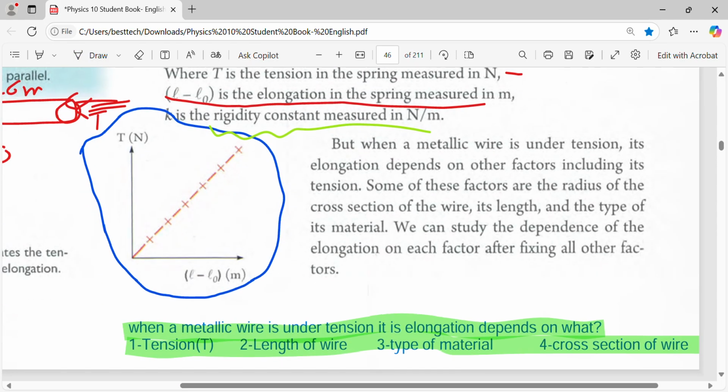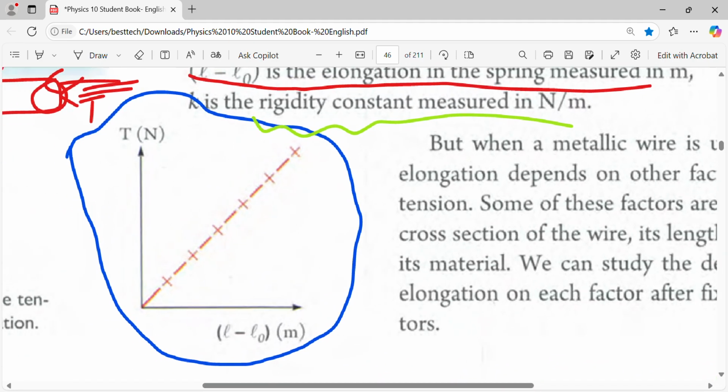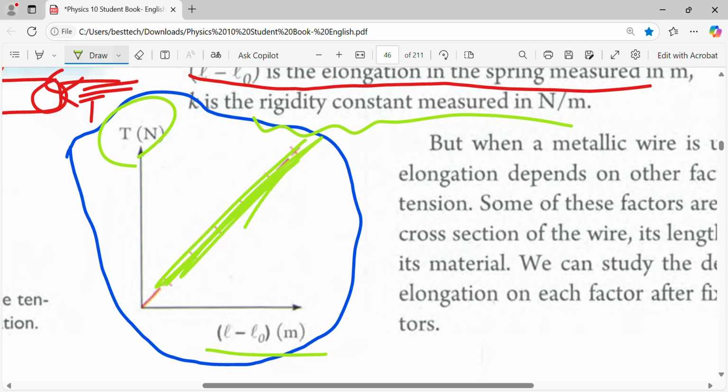Even by the graph, look at the relation between T and L minus L naught. You have a straight line. Why is it a straight line? Because T with L minus L naught is directly proportional. Both of them at the same time are going to increase as it goes up. Both of them will increase, or both of them will decrease. That's why.